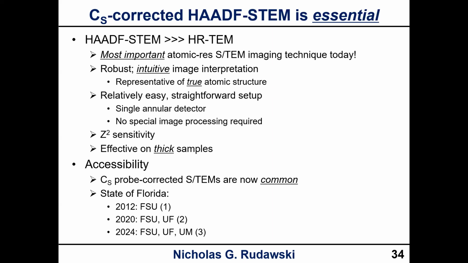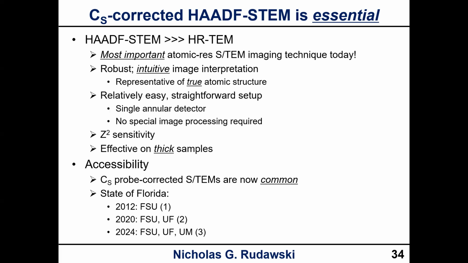It's relatively easy and straightforward to set up. You just need a single annular detector. You don't have to do any special image processing. You have the benefit of the z-squared sensitivity, so it's chemically sensitive, and you also have less of an issue if your samples are on the thick side, okay? And it is becoming very, very easy to get access to CS probe corrected STEMs, okay? It's becoming very, very common now.